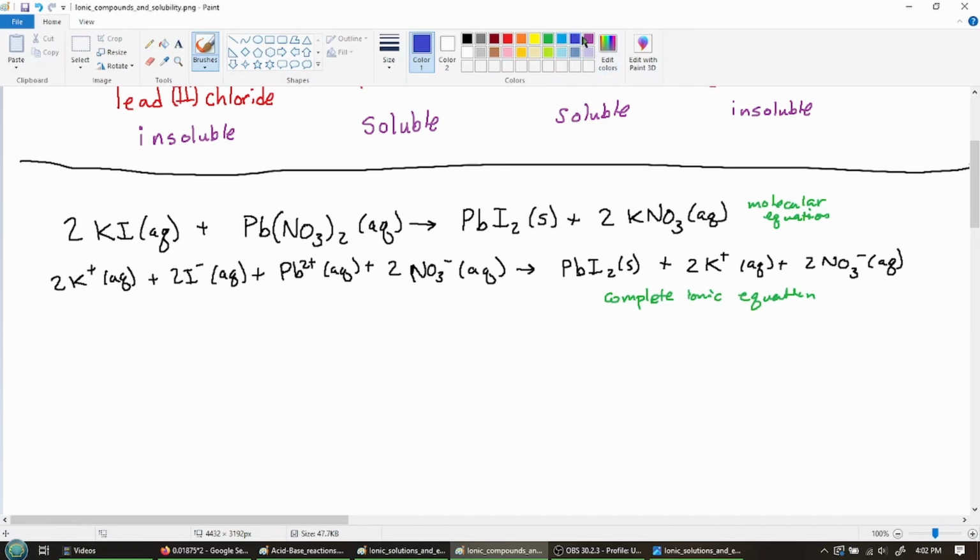Let's isolate the spectator ions here. It looks to me like the potassium exists in the same form on both sides, and that the nitrates exist in the same form on both sides. So our spectator ions in this case, which need to be removed if we want to write the net ionic equation, our 2 spectator ions will be K plus and NO3 minus, or nitrate.